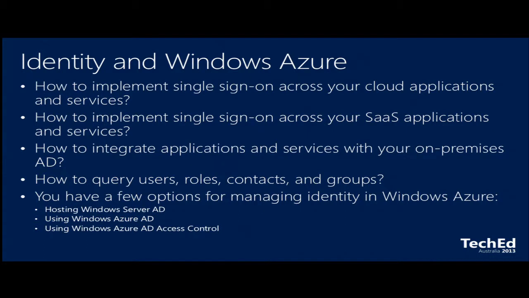And Windows Azure provides us a few options. As a good consultant, my answer is always, it depends. But there are three options available to us. The first one is we can host Windows Server Active Directory on Windows Azure infrastructure services. I'll talk about that in a sec. We can use Windows Azure AD, which of course is what we're exploring today. Or if we're willing to outsource the management of our identities to third parties, such as Facebook, Google, Microsoft, and others, then we can use Windows Azure AD Access Control, which again I'll just touch on as we pass through each of these options.